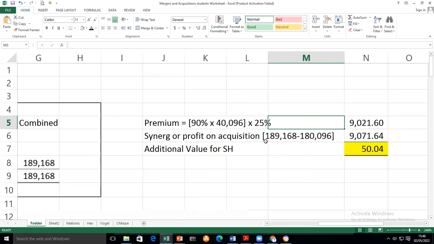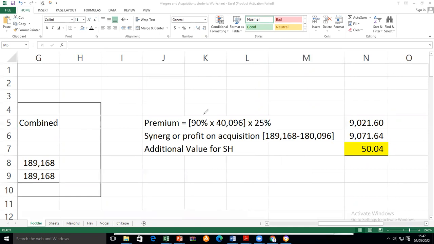The premium that is being implied is, remember, the total value of the company according to our computation. The total value is 40,096. This is what we have estimated as the value of Fodder. So total, meaning debt plus equity, is what gives us 40,096.